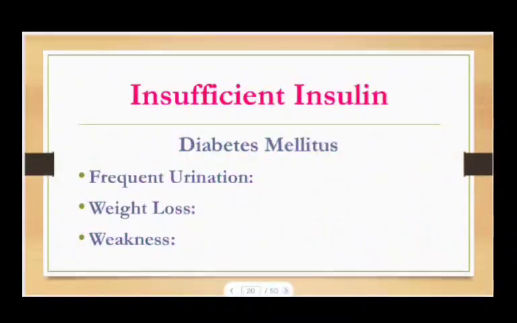What if insulin is insufficient? Not the right amount of insulin is secreted from the glands. What happens? First, diabetes. The scientific name for diabetes is diabetes mellitus. Diabetes is the ailment which is acquired in case of insufficient insulin.